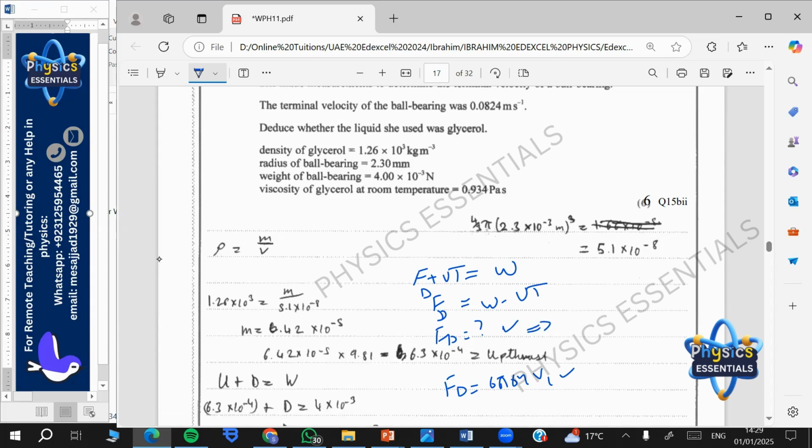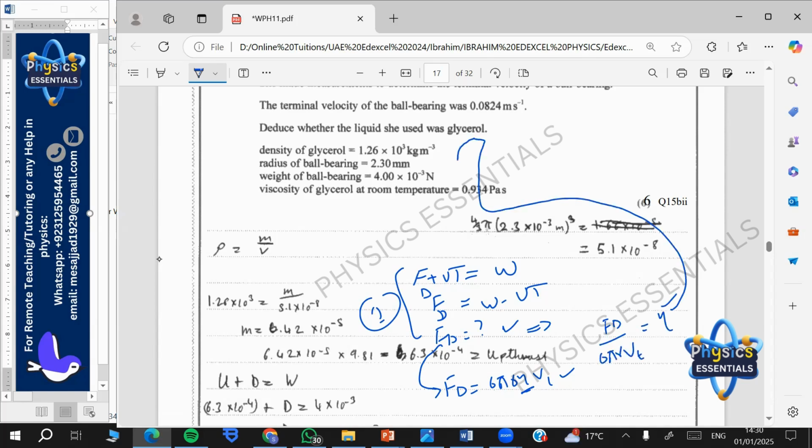Or you can find out by putting this value here. Just find out the drag from here first. Put in drag value here and find out eta by doing it. FD equals 6 pi r eta vt, so eta equals FD over 6 pi r vt. So where's viscosity?